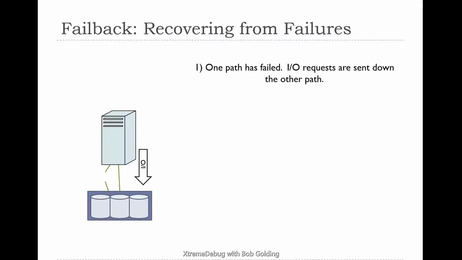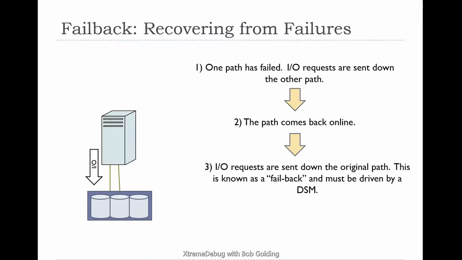Now, failback. This is recovering from path failure. If a path has failed, I/O is sent down the other path. This assumes maybe a two-path example. The path comes back online. The I/O request is sent down the original path, and this is called failback. MPIO maintains a timer that runs periodically, once a failover occurs, to check to see if the path has come back online. And once the path comes online, I/O is resumed down that path.